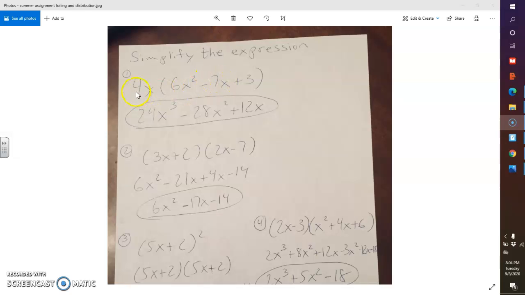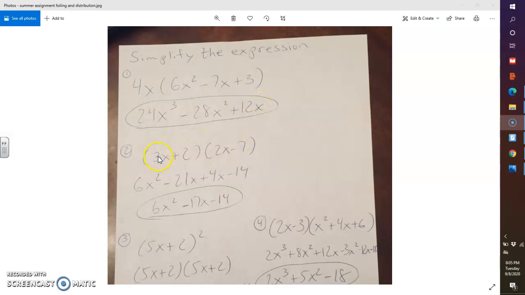4x times negative 7x, a positive times a negative is negative, and therefore 4 times 7 is 28, so that's where the negative 28 comes from. X times x, they both have a 1 exponent, so x times x is x squared. And 4x times 3 is 12x. 4 times 3 is 12, and we just keep the x there.